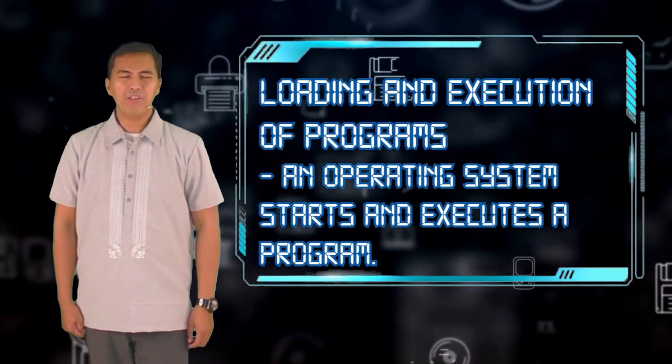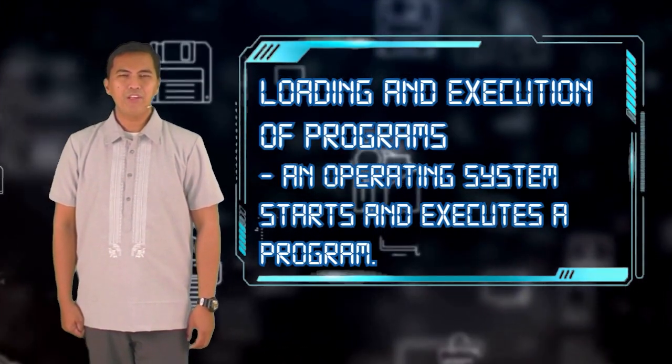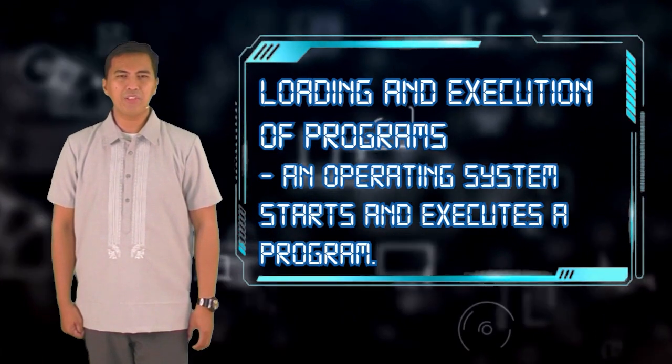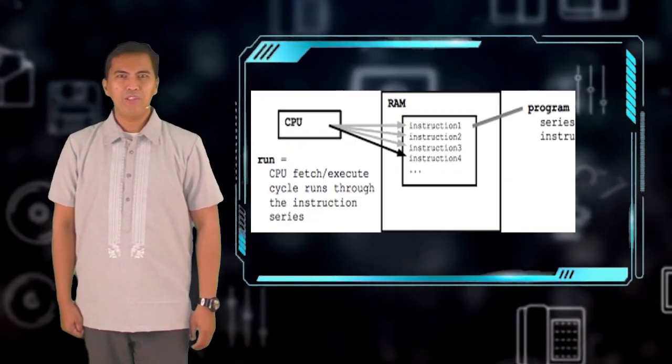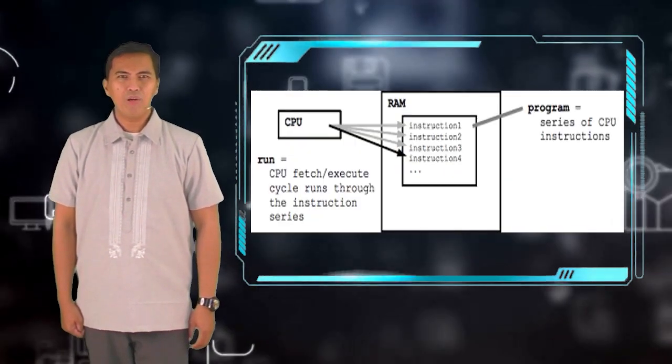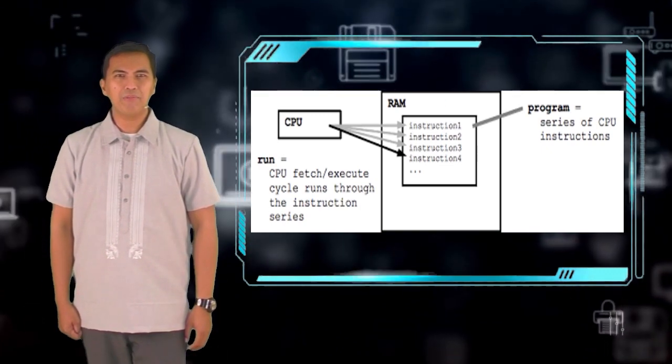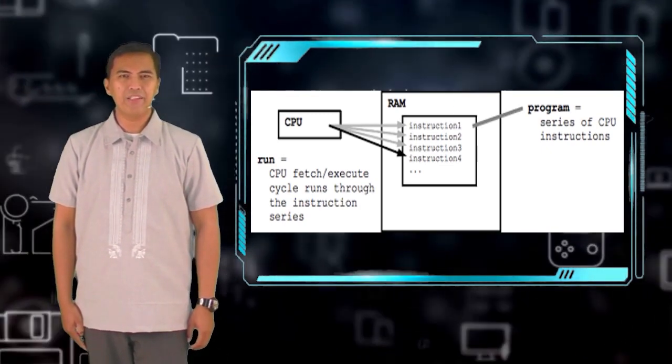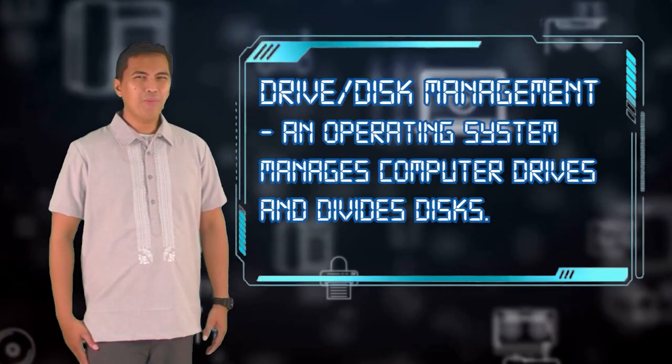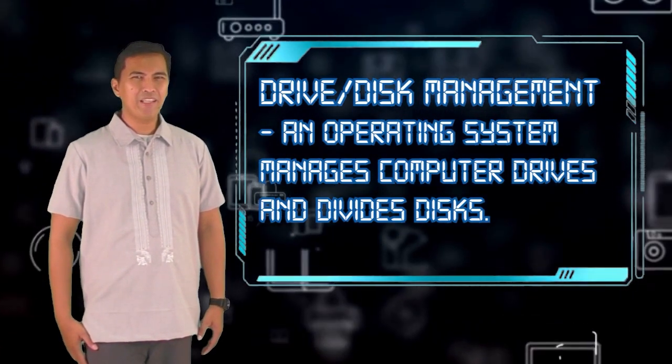Loading and execution of programs. An operating system starts and executes a program. Whenever you want to open a program, the OS signals the CPU to open the requested program being executed by the user. Another OS function is the disk drive management.